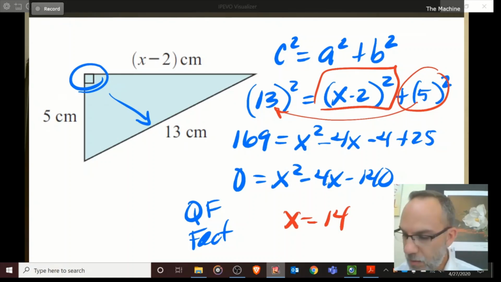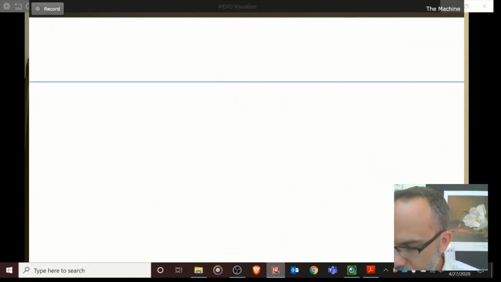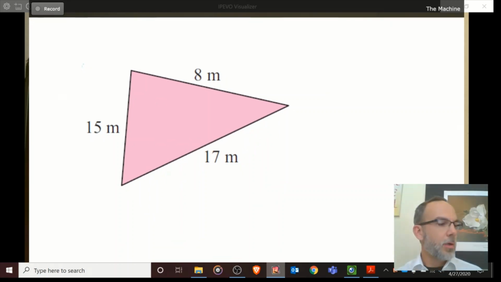Okay? Now, what about that one? Well, if a right triangle means that the Pythagorean theorem is true, if the Pythagorean theorem is true, then the triangle is a right triangle. So let's work this process backward. Is this triangle a right triangle? You're going to look at the picture and go, oh no, it doesn't look that way to me.